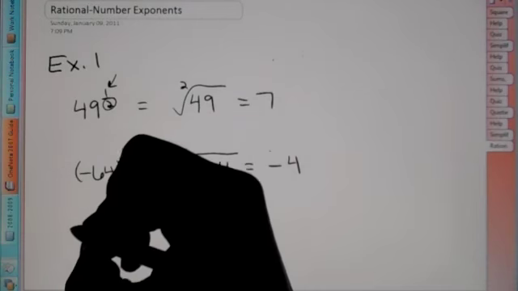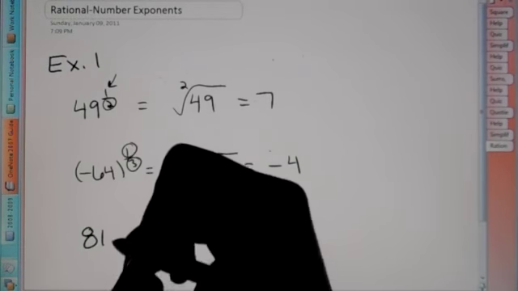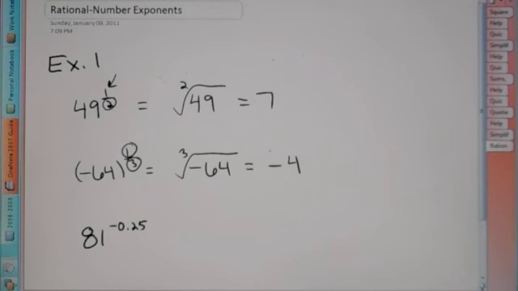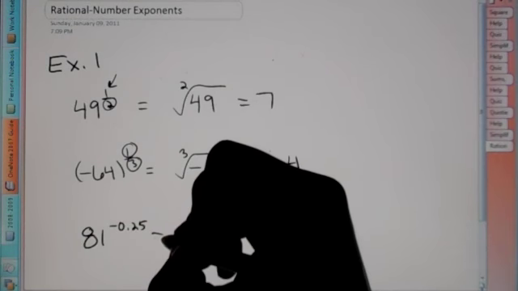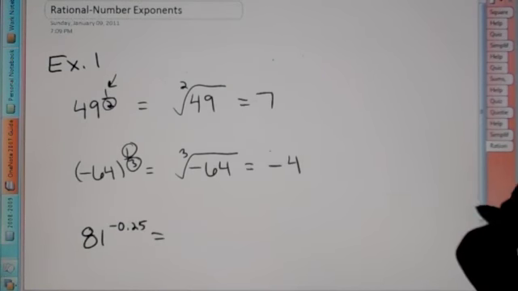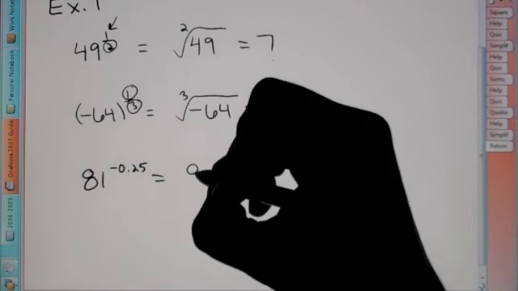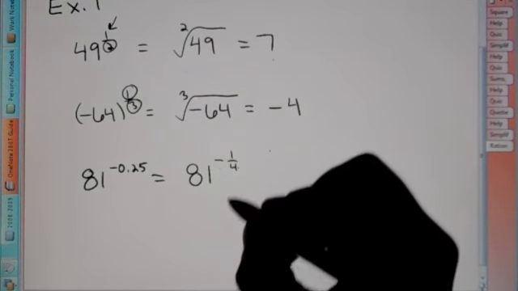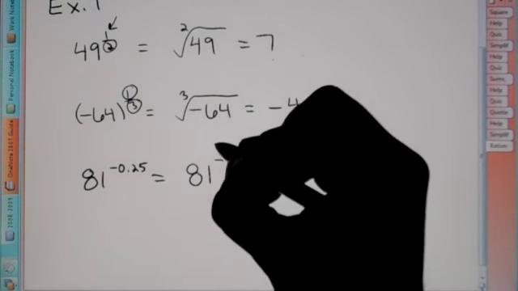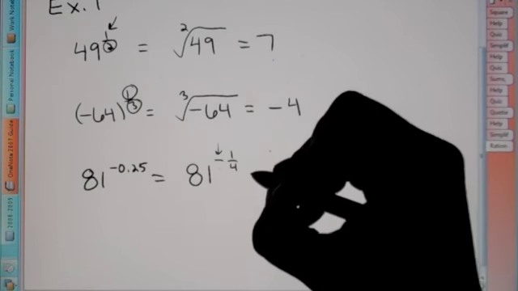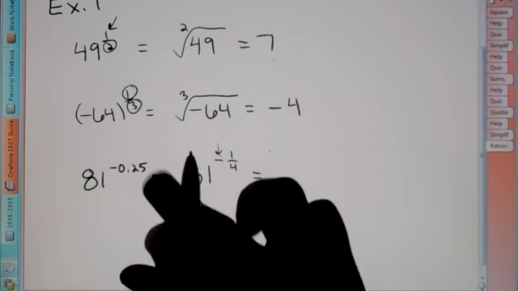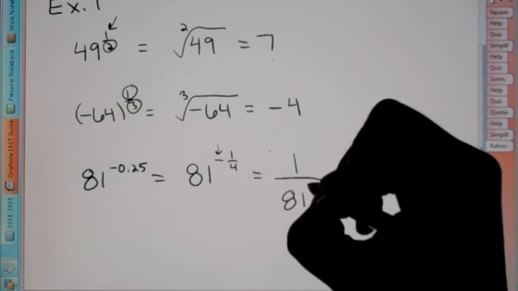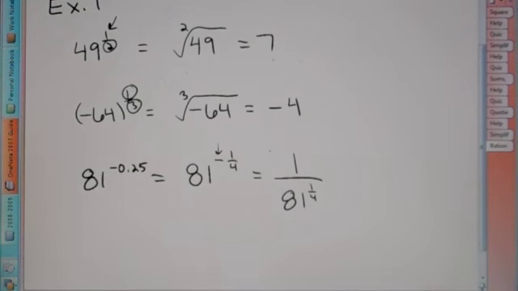So let's do another one. We have 81 to the negative 0.25. Okay? Well, first of all, I would rewrite the decimal as a fraction. So I would rewrite this as 81 to the negative 1/4. And the way we deal with negative exponents, we've done this a long time ago, is if you have a negative exponent, the way you make it positive is flip that term to the denominator. So it becomes to the 1/4.